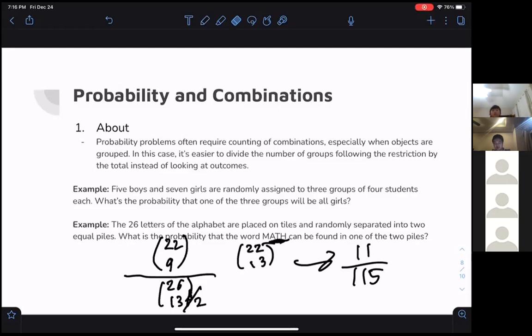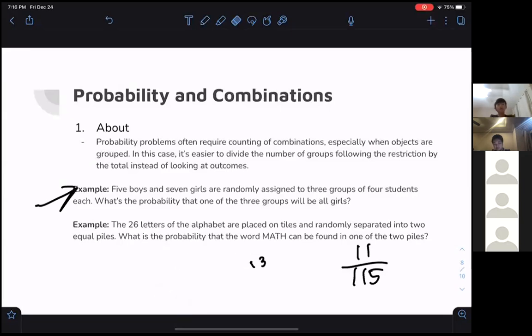So yeah, that's it. About this group thing, you might want to be careful about this dividing by 2 factorial thing for this problem up here, which I will give you a little bit of time to work on. All right. So yeah, I'll let you just work on that.